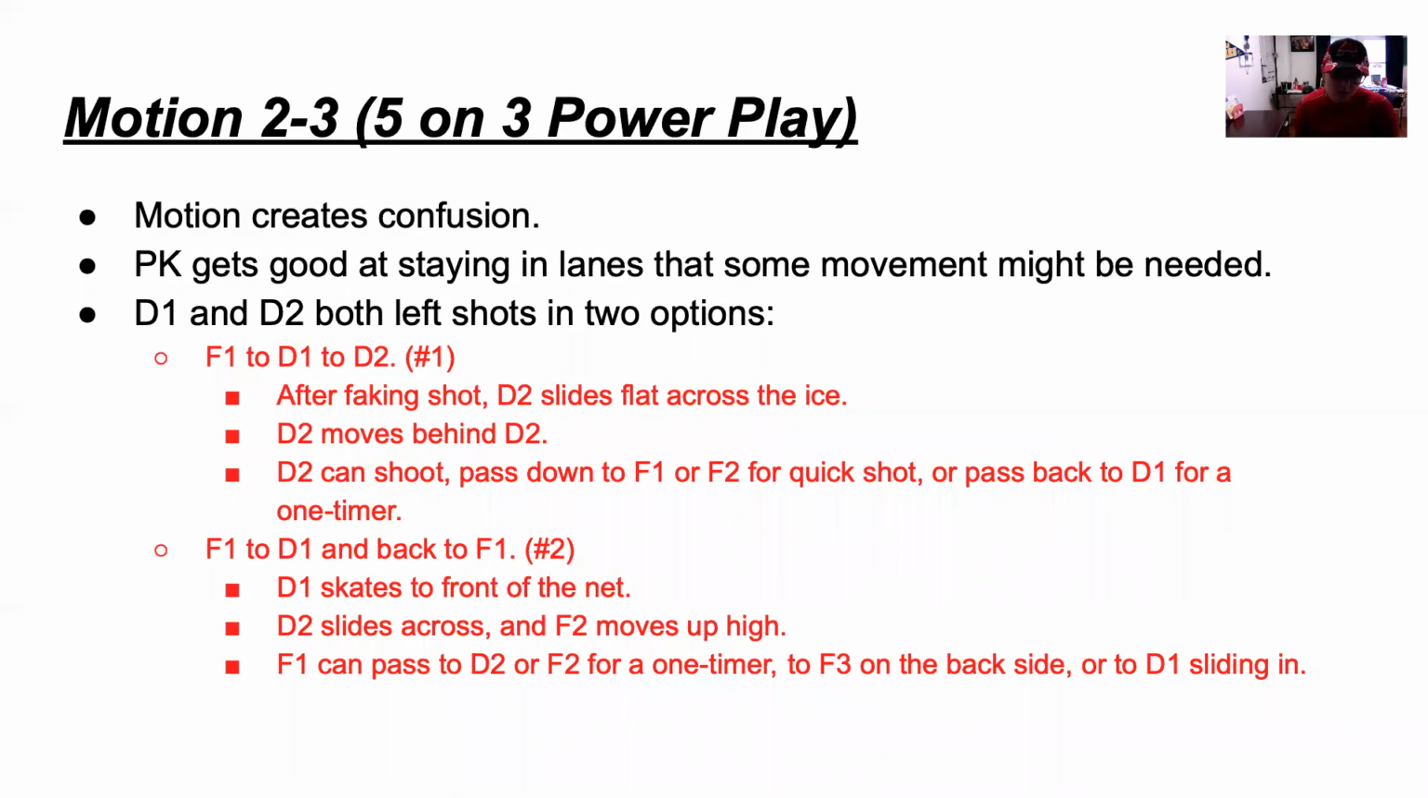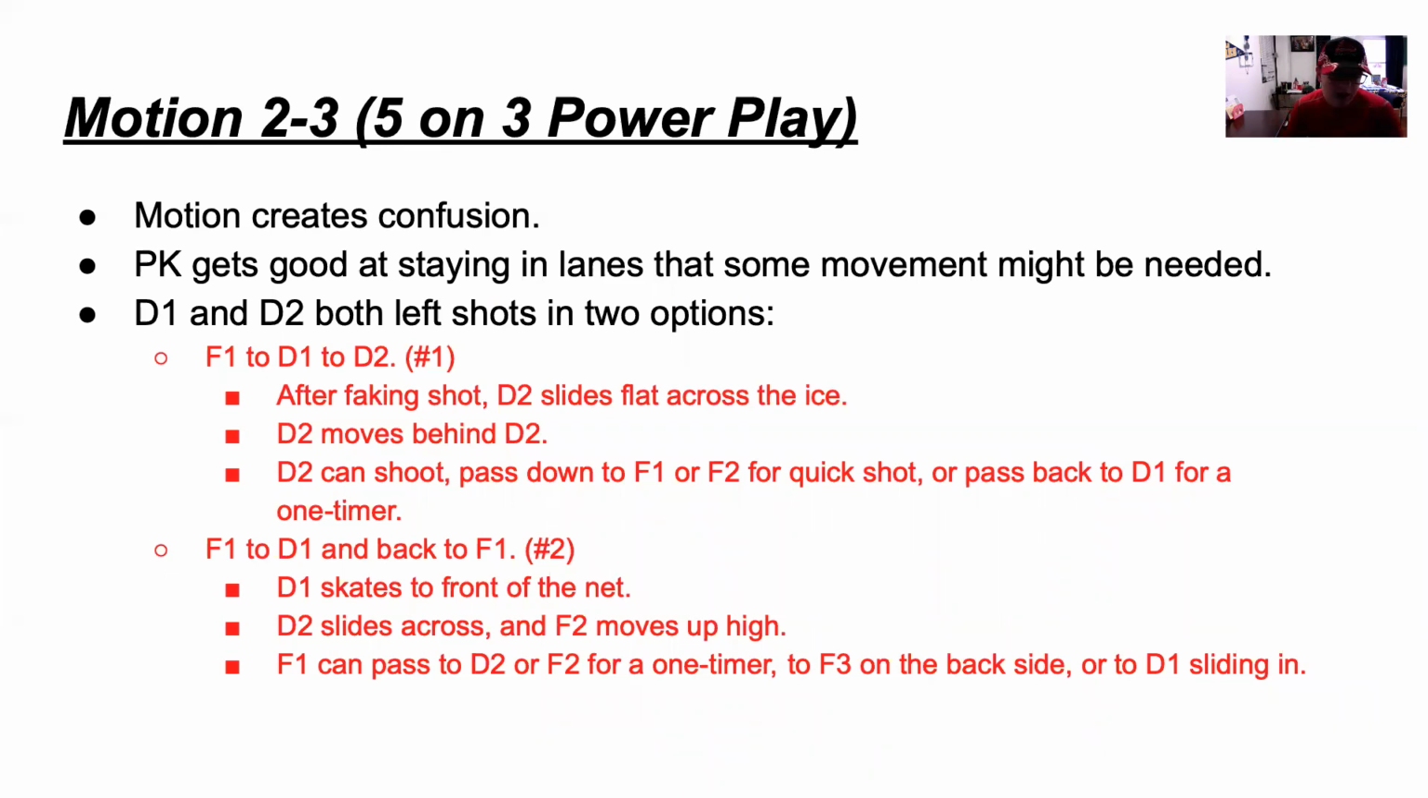And D1 and D2 both left shots, okay? So the first option is F1 to D1 to D2, and after faking the shot, D2 slides a flat pass cross ice. D2 moves behind, okay, that should say D1, excuse me. D2 moves behind D1. Okay, D2 can shoot, pass down to F1 or F2 for a quick shot, or pass back to D1 for a one-timer. And the second option is F1 to D1 and back to F1.